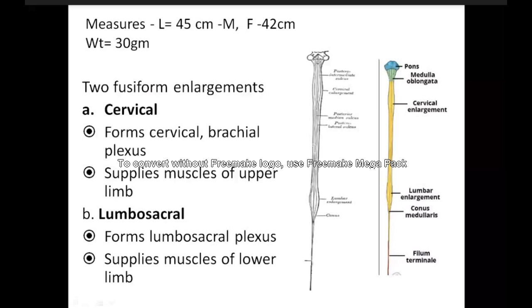I hope you know now. You should know the extent. Then the conical part you should know, this is known as the conus medullaris. Then the vertebral extent from C1 up to the lower border of L1 in case of adult, and in case of newborn up to lower border of L3.